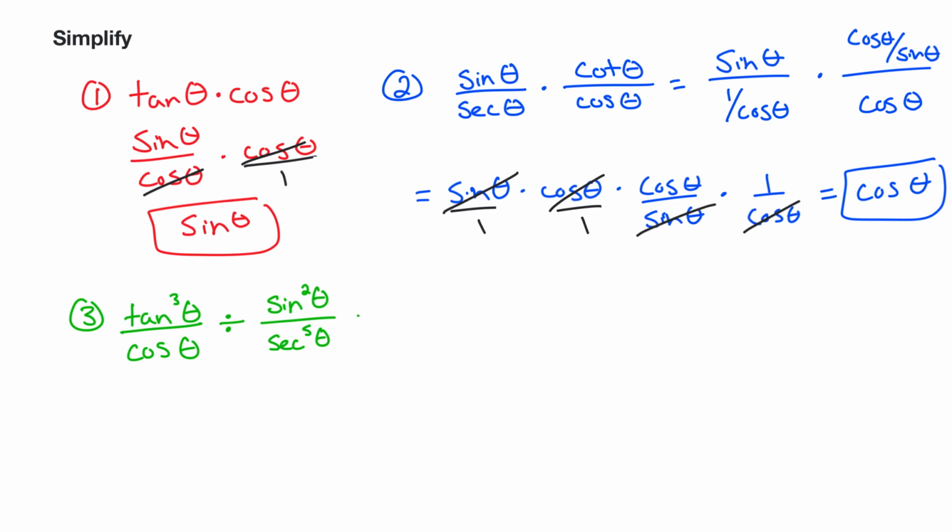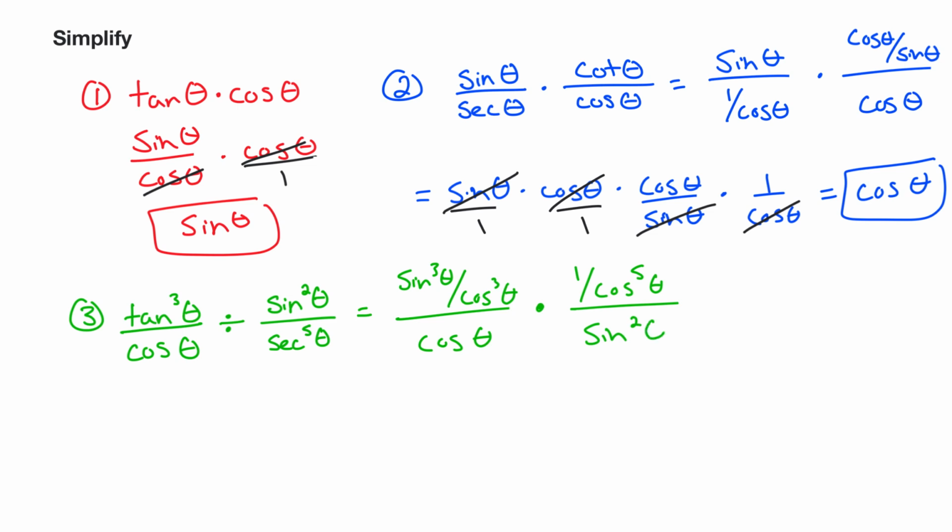So this is going to be equal to, tangent is sine over cosine, so this will be sine cubed of theta over cosine cubed of theta, over cosine of theta. And I'm going to switch the division to multiplication, and I'm going to flip this second fraction. So the secant is going to be on top, the sine is going to be on bottom. But secant is the same thing as 1 over cosine. So this is 1 over cosine to the 5th power theta over sine squared of theta.